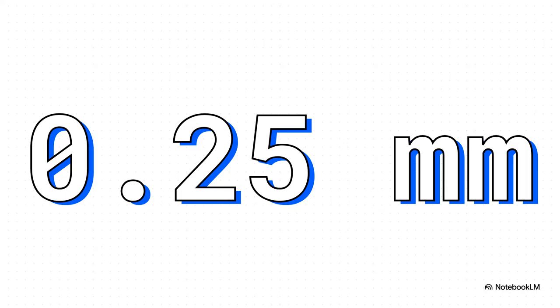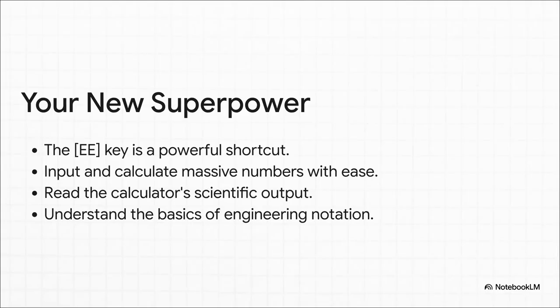So why on earth would we bother with that? Well, let's pretend our original number was 2.5 times 10 to the negative fourth meters. I mean, what does that even mean? It's hard to picture. But look at our converted number. 250 times 10 to the negative 6 meters. Since 10 to the negative 6 is the metric prefix for micro, we instantly see that's 250 micrometers. Engineering notation helps us speak the language of real-world units. It's incredibly practical. And just like that, you've got a new superpower.